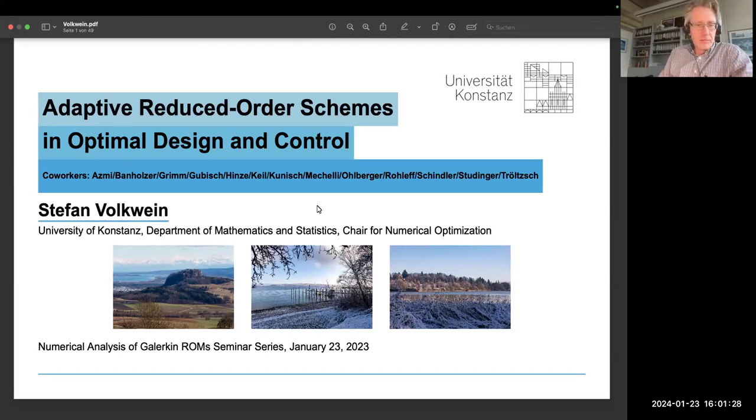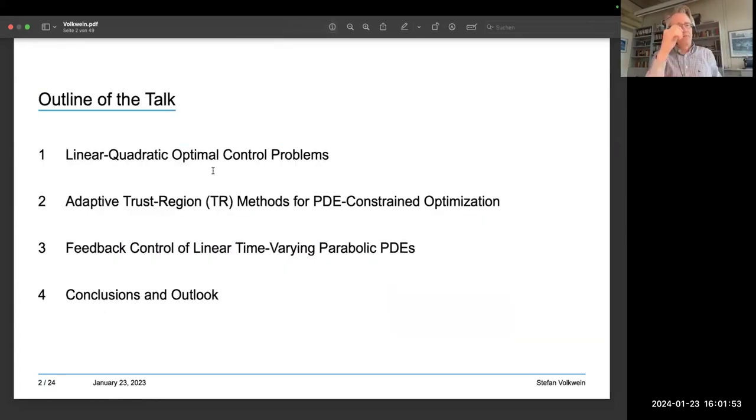Okay, so it's a pleasure for me to introduce things which are going on in our group, also together with other co-workers, and talking with you a bit on adaptive reduced order schemes in the context of optimization. There's optimal design, parameter optimization, and optimal control. Let's go to the outline. I have in fact three sections, and then there is a conclusion and an outlook, of course.